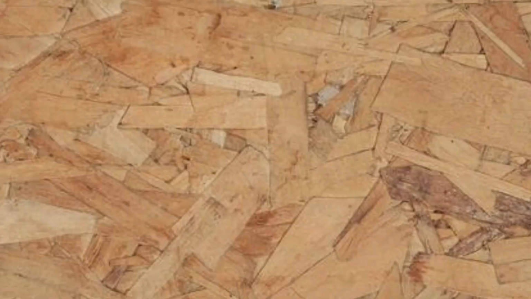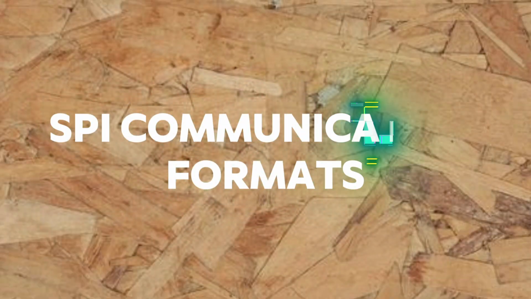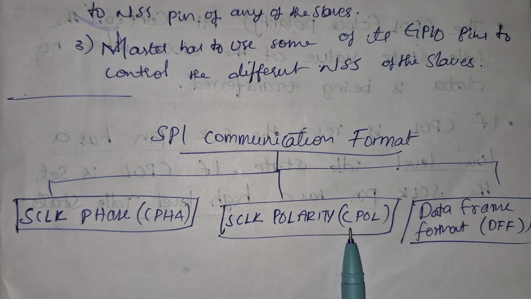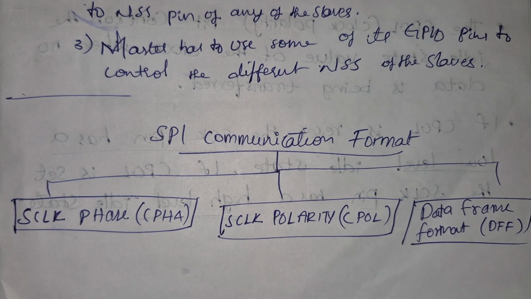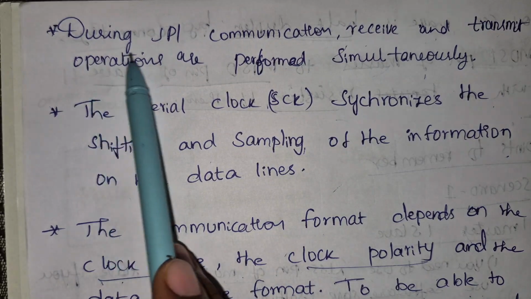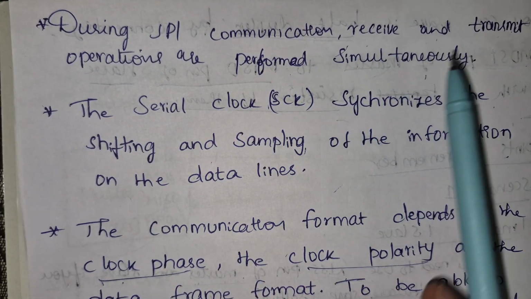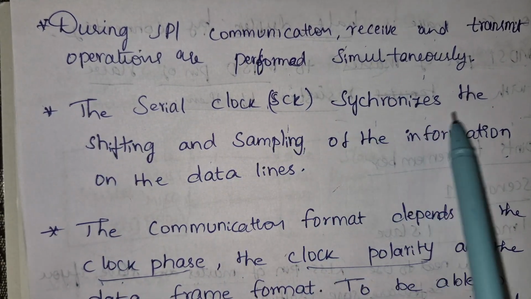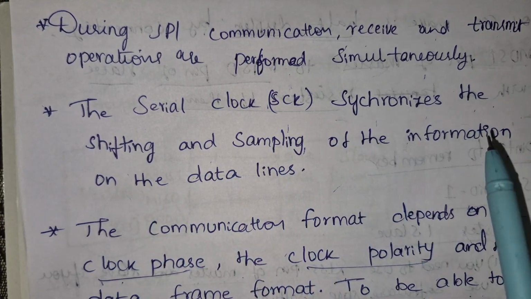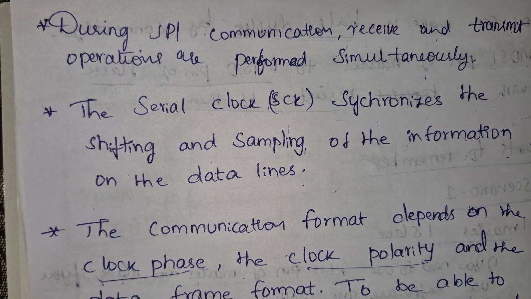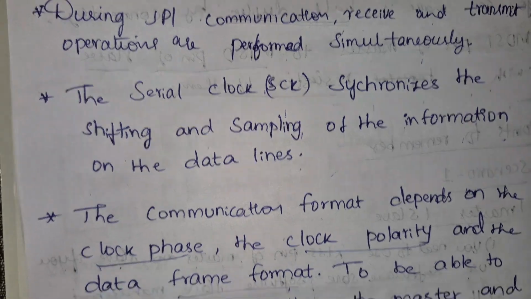Now we are going to discuss the SPI communication format. In SPI, there are 3 communication formats: clock phase, clock polarity and data frame format. As we discussed before, during SPI communication, receive and transmit operations are performed simultaneously. The serial clock synchronizes the shifting and sampling of the information on the data lines. The clock plays a major role in SPI communication.